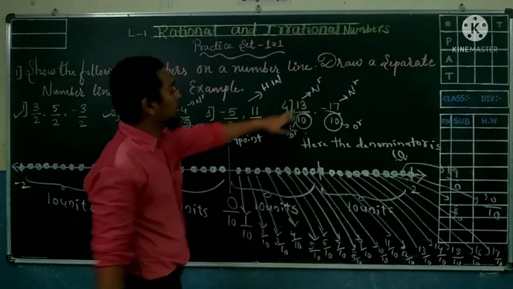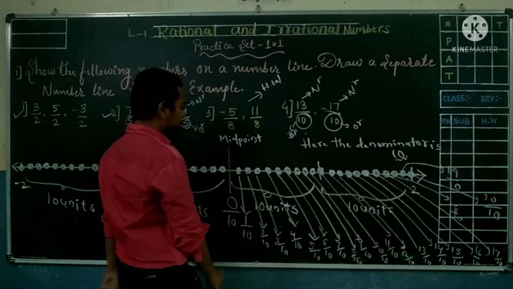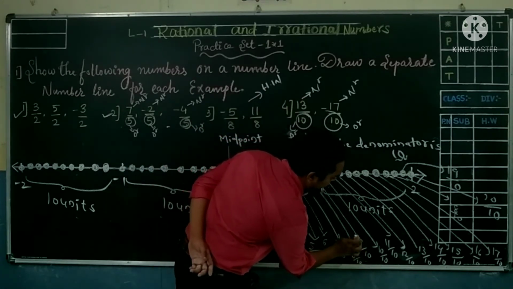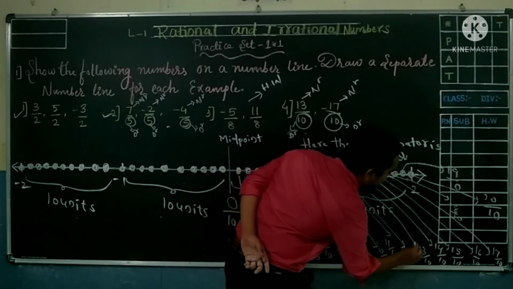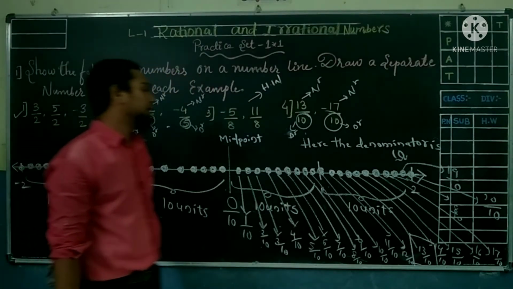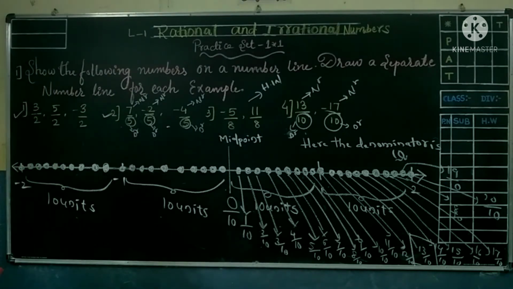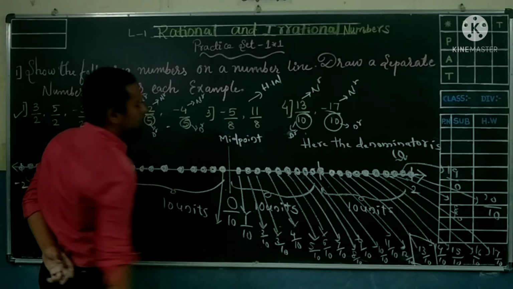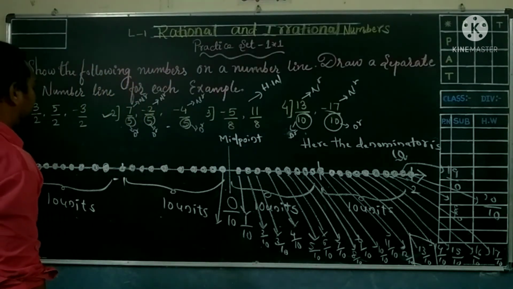Now we will show 13 upon 10 on a number line. On the number line, this is 7 upon 10, 8 upon 10, 9 upon 10, 10 upon 10, 11 upon 10, 12 upon 10. This one is 13 upon 10. Next, on the left hand side. The left hand side is always a negative value.